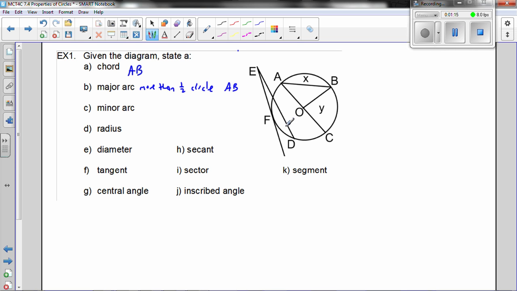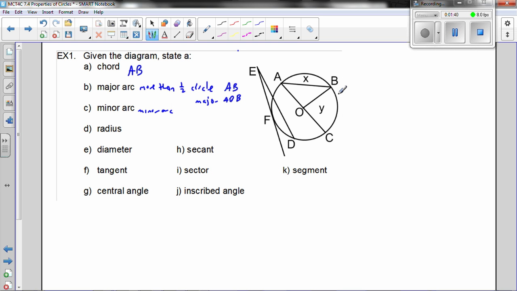And sometimes you throw an extra letter in there just so that you know whether it's a major arc or a minor arc. But major, we think of the big way. It's the long way home. It's the long way home from A to B. Minor arc, then we just say minor arc AB.